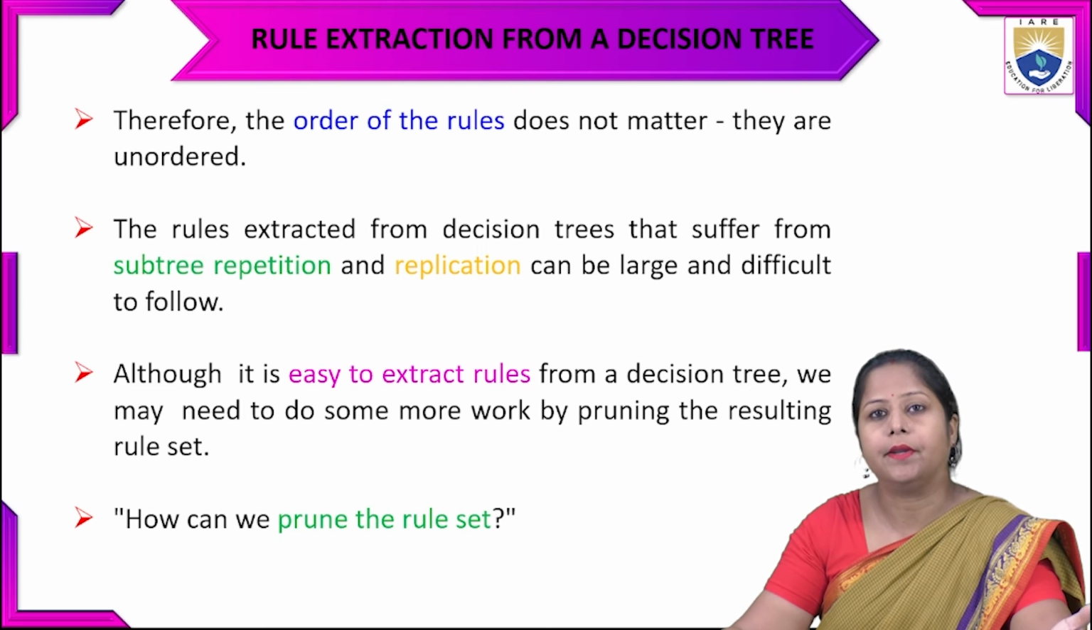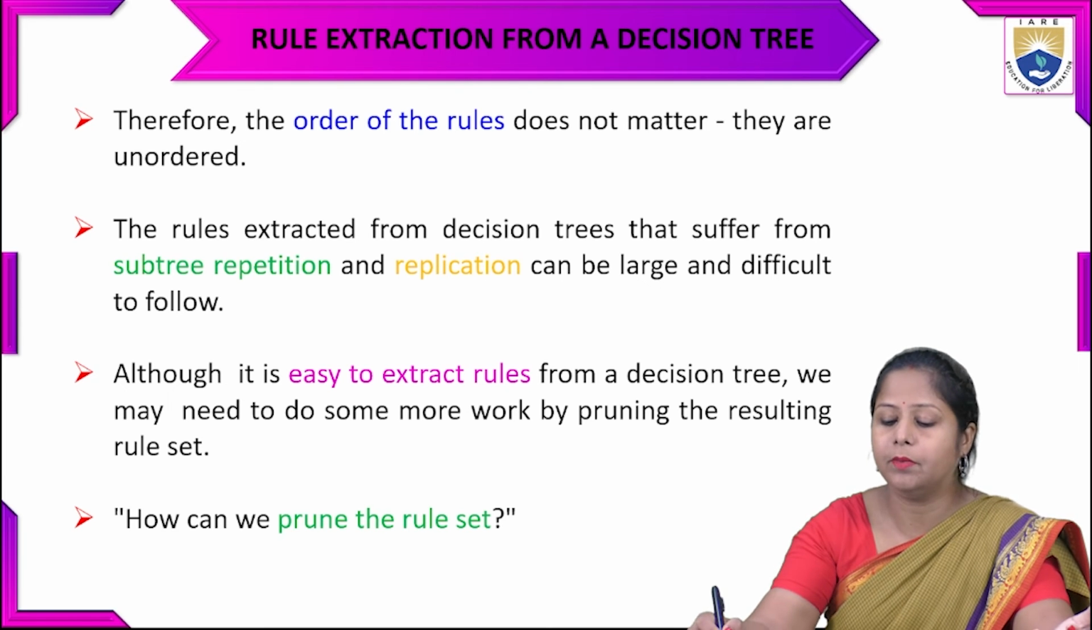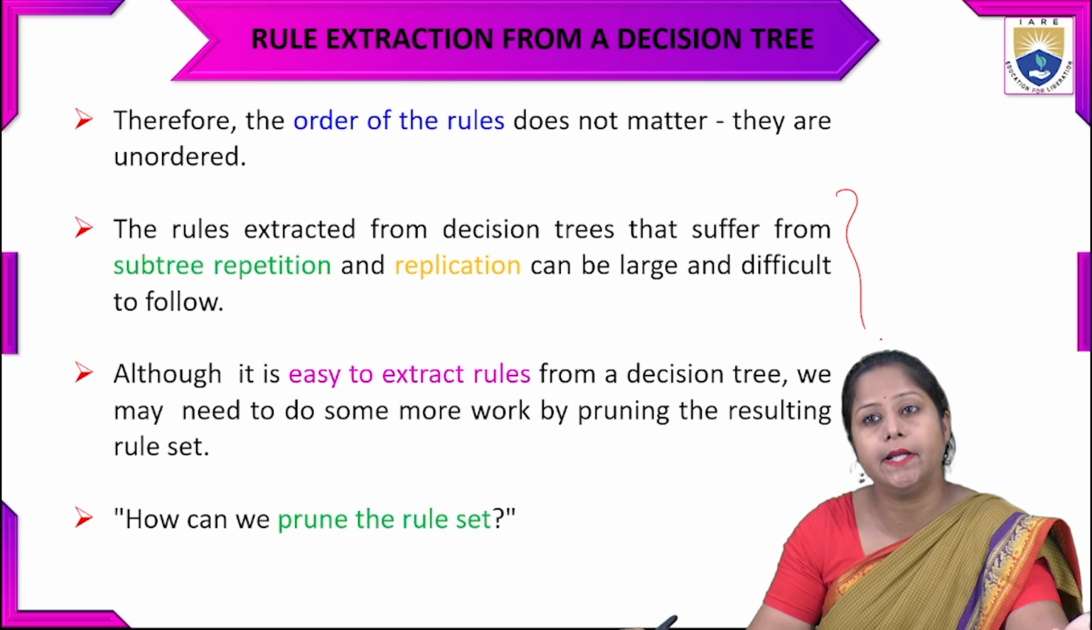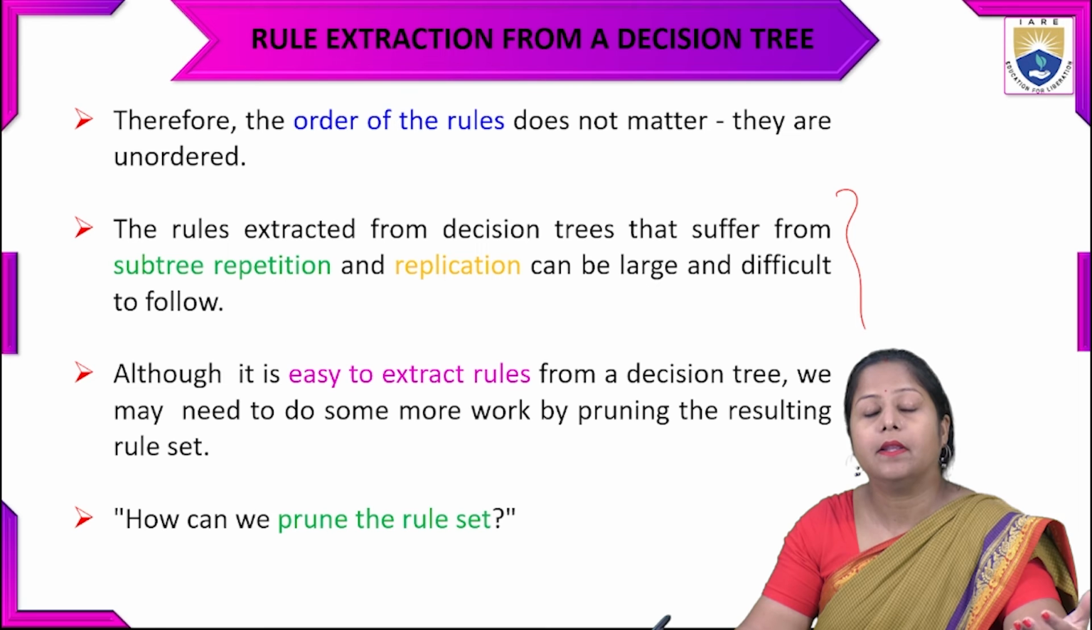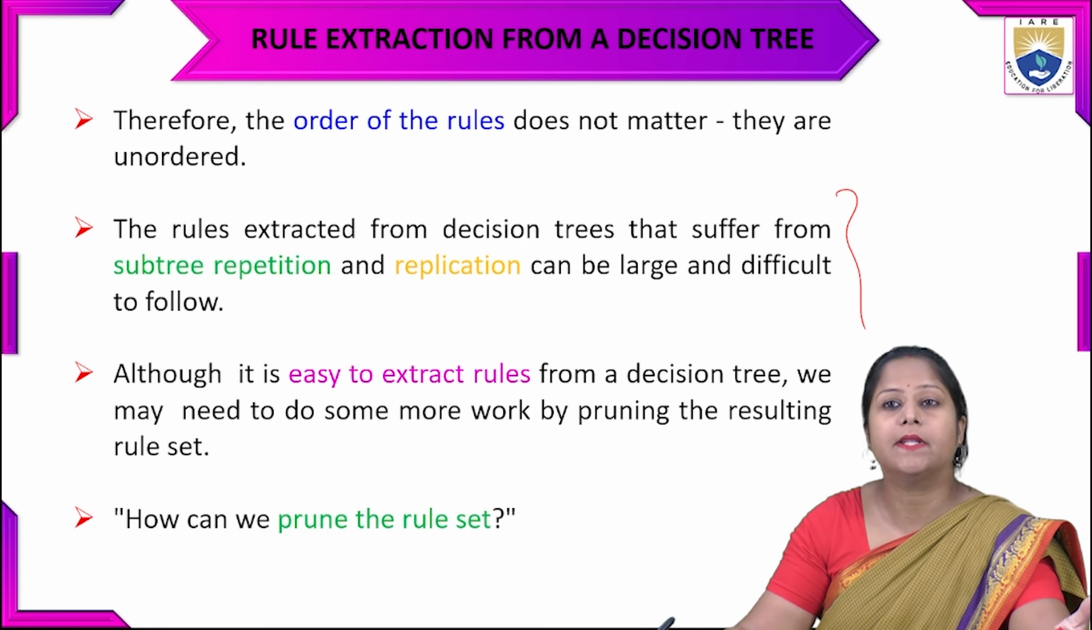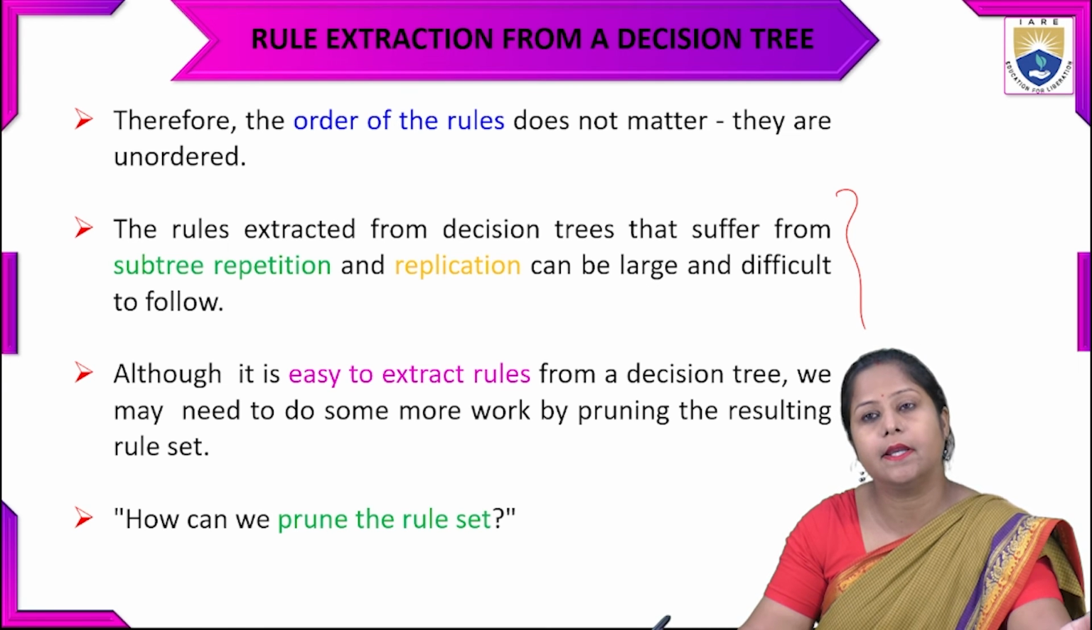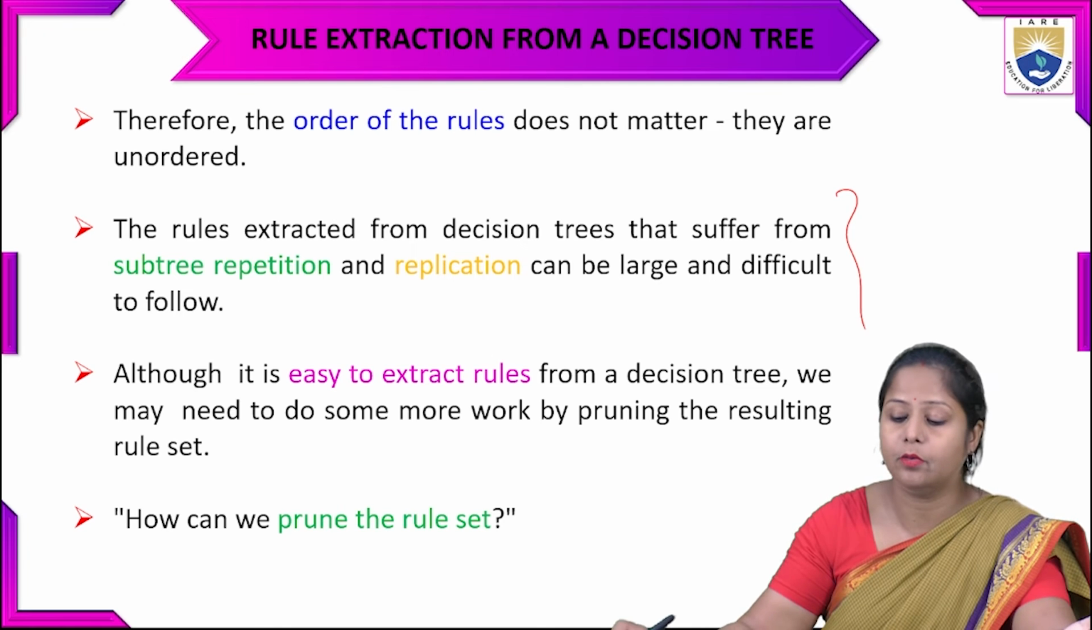That will be unordered. The rules extracted from the decision tree, some of the times they repeat, they can be replicated. Those two problems can be there at a large scale, and that can be difficult to understand and follow.